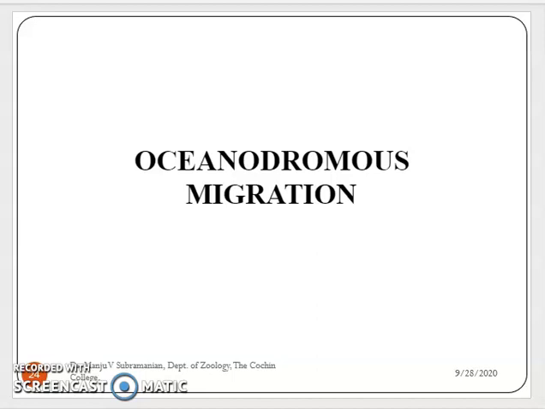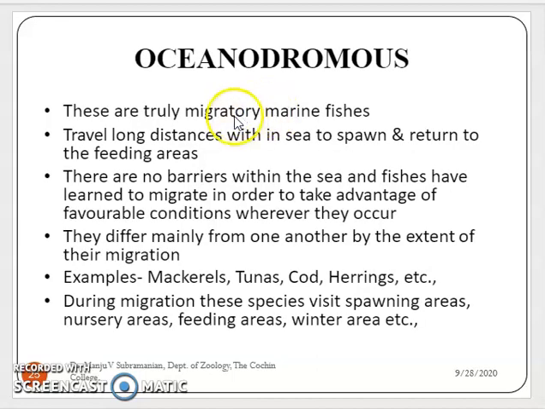Then the next type is Oceanodromous migration. In this Oceanodromous migration, it's purely migratory marine fishes, making long-distance travel within the sea to spawn and to return to the feeding areas. So they just move long distances in the sea itself to spawn, and then they return back to the feeding areas. There are no barriers within the sea, and the fishes have learned to migrate in order to take advantage of the favorable conditions wherever they occur.